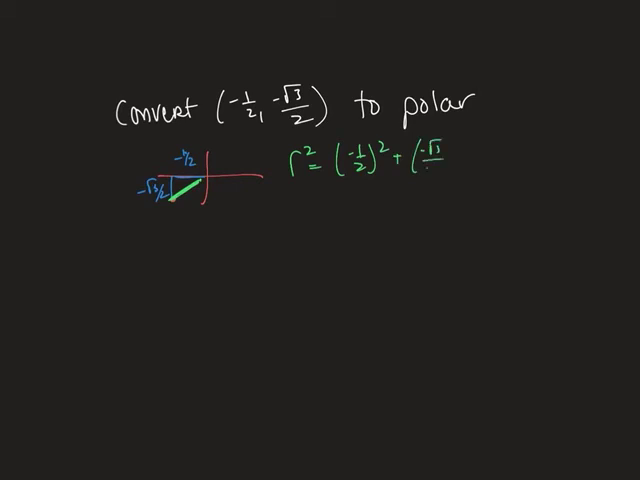So r squared equals -1/2 quantity squared plus negative radical 3 over 2 quantity squared. So r squared equals 1/4 plus 3/4.